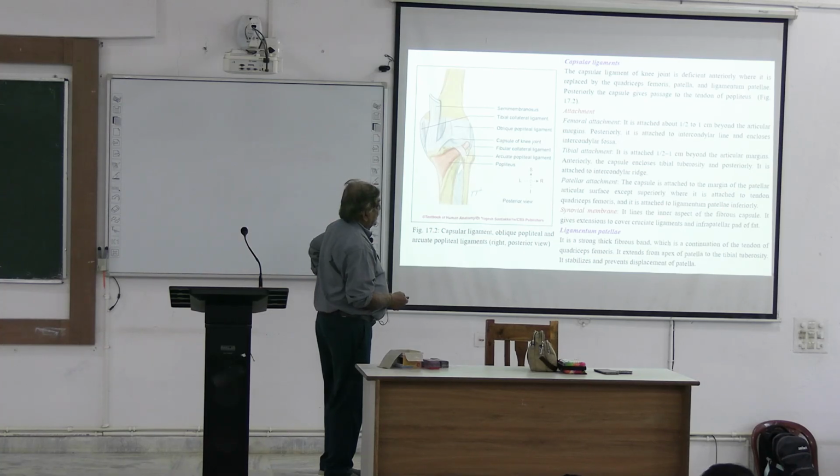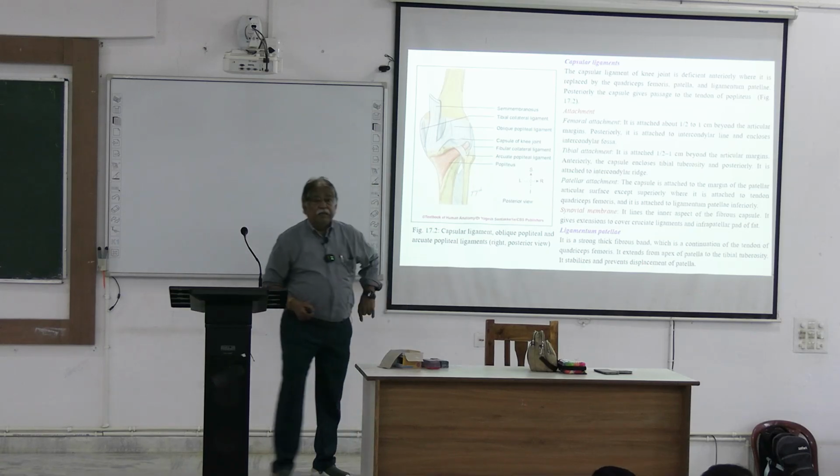Synovial membrane: it lines the inner aspect of the fibrous capsule, and gives extensions to cover the cruciate ligaments and the intrapatellar pad of fat. Ligamentum patellae: it is a strong, thick fibrous band which is a continuation of the tendon of quadriceps femoris. It extends from the apex of the patella to the tibial tuberosity. It stabilizes and prevents displacement of the patella.